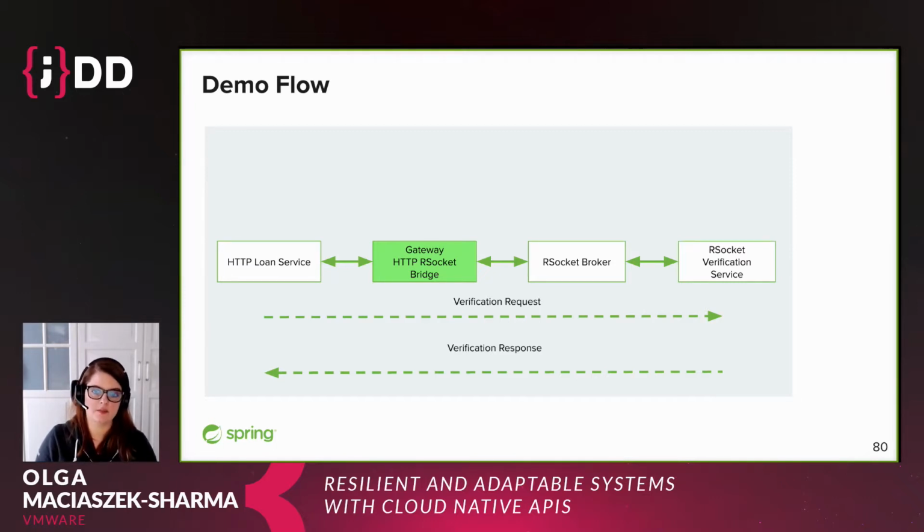And then we will have the RSocket Broker and we will have the RSocket verification service instance running. And we will have the Spring Cloud Gateway, but it will not be a regular Spring Cloud Gateway instance. It will be one that will also be an HTTP RSocket bridge at the same time. And we will be sending these requests from the loan service through that gateway / RSocket HTTP bridge to the RSocket Broker, and then passing them on to get a response from the verification service, and then all the way back. So let's see some code.